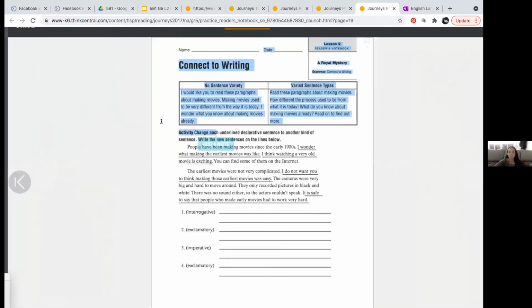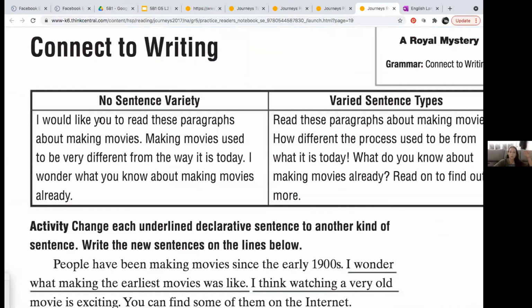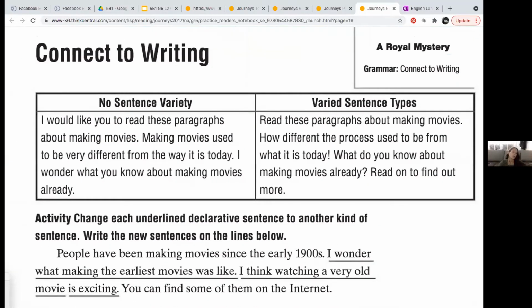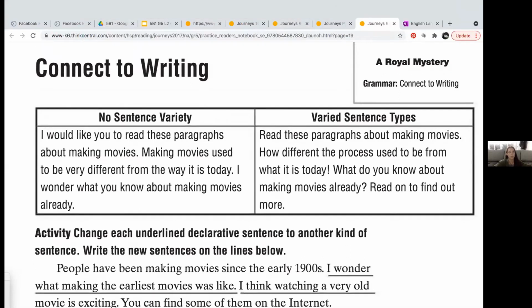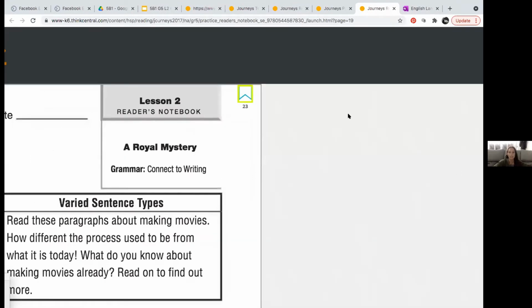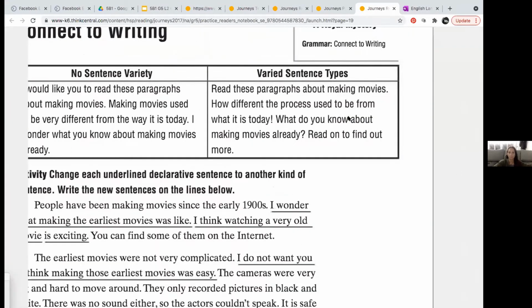Okay, so it says no sentence variety. I would like you to read these paragraphs about making movies. Making movies used to be very different from the way it is today. I wonder what you know about making movies already. What do we think of this paragraph? Interesting or boring? Yep, pretty boring, okay? Who can read our paragraph with varied sentence types?